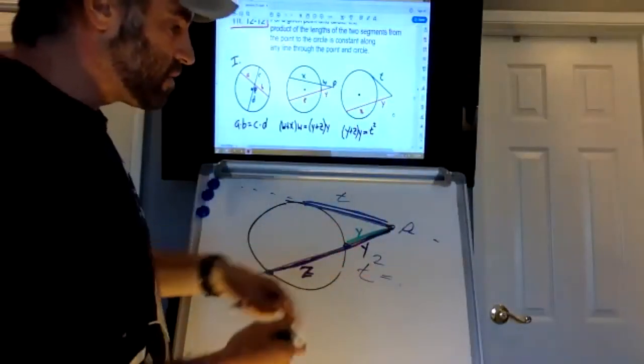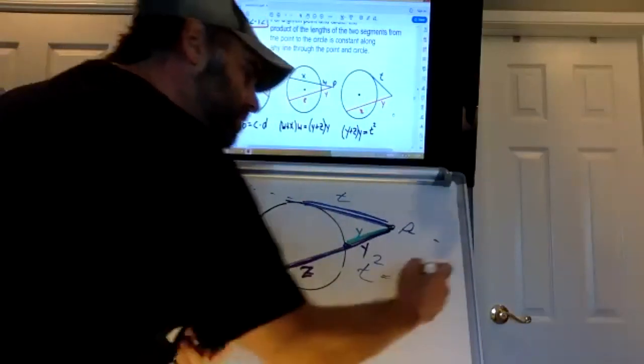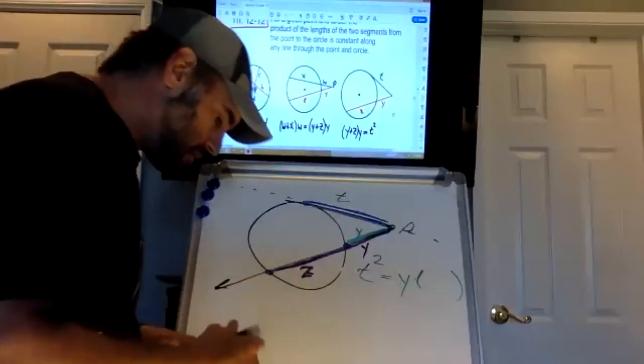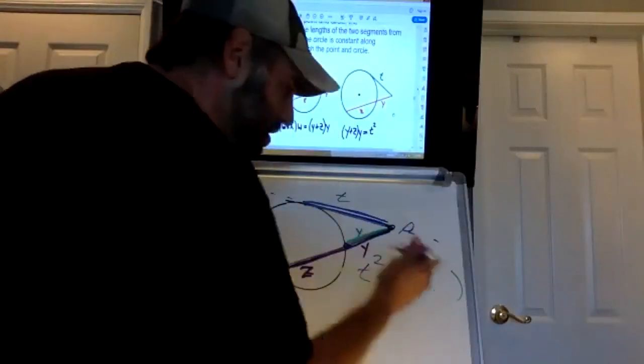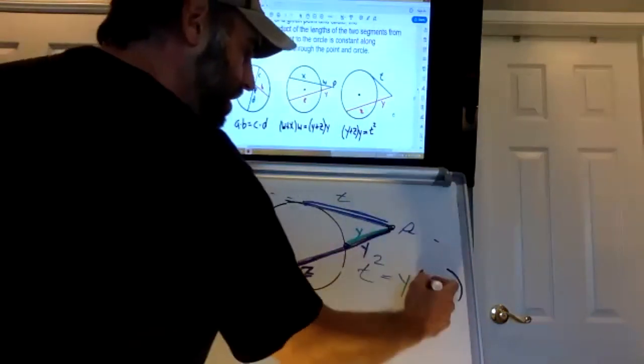T squared is equal to the green, which is just Y, times the purple. P to the far point is Y plus Z. Purple is Y plus Z.